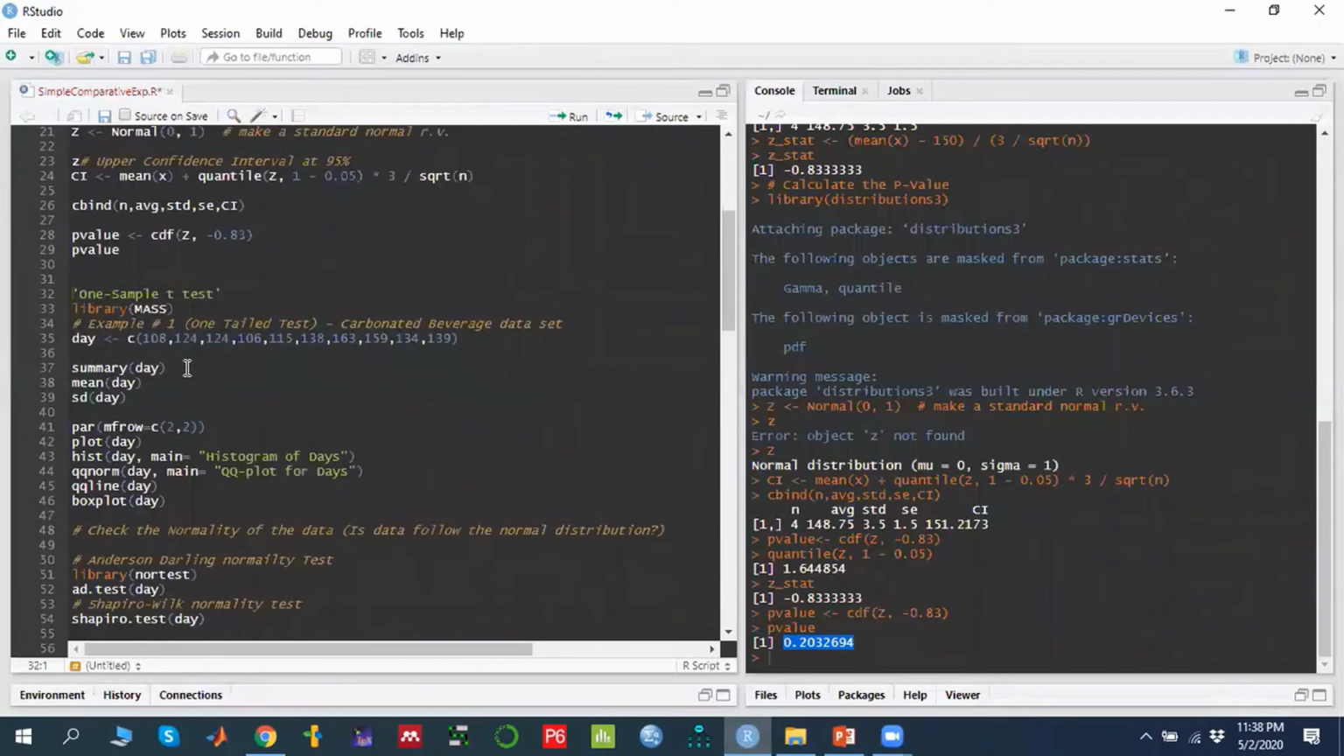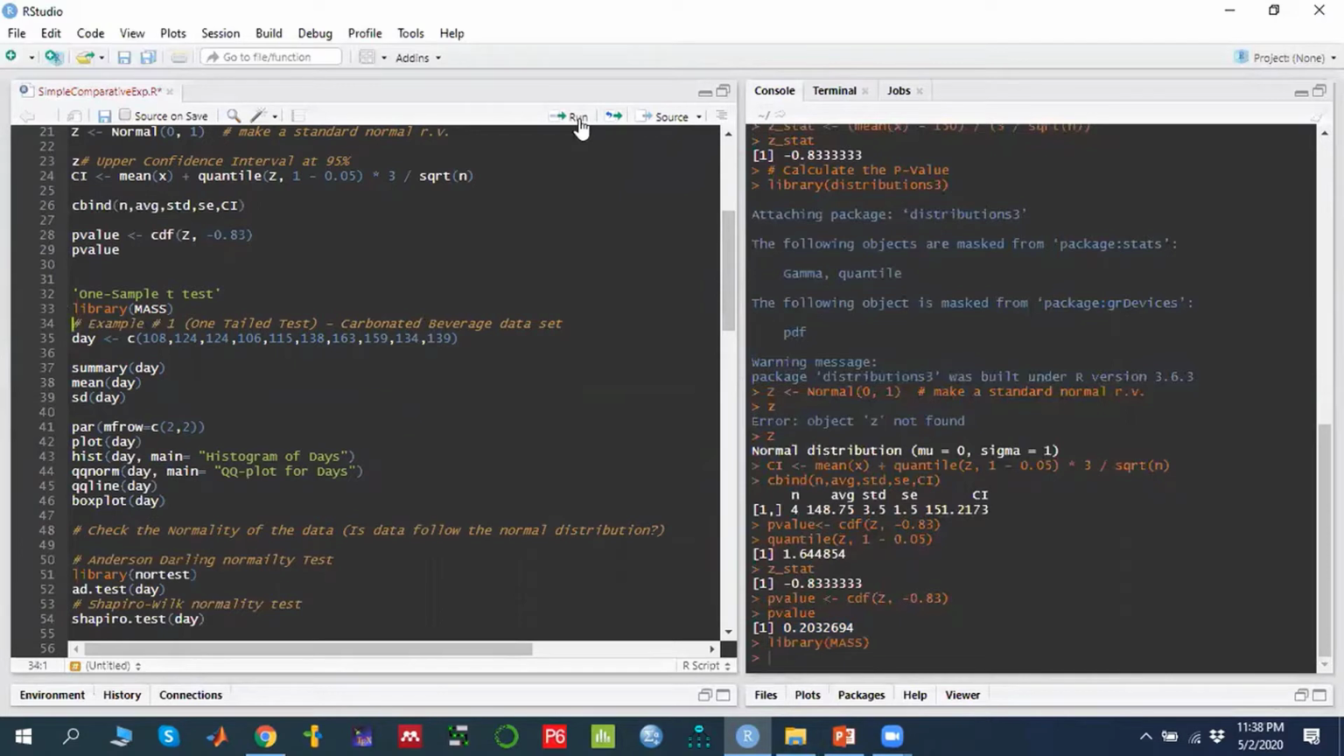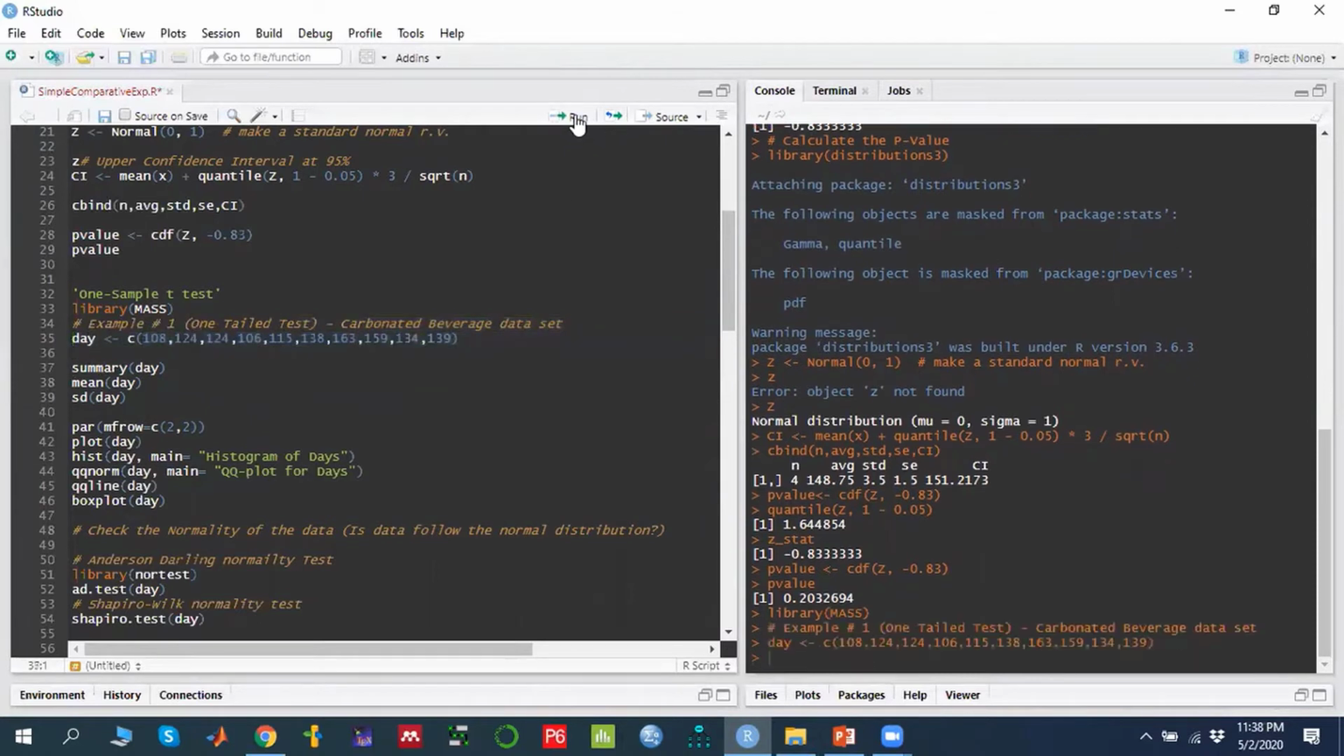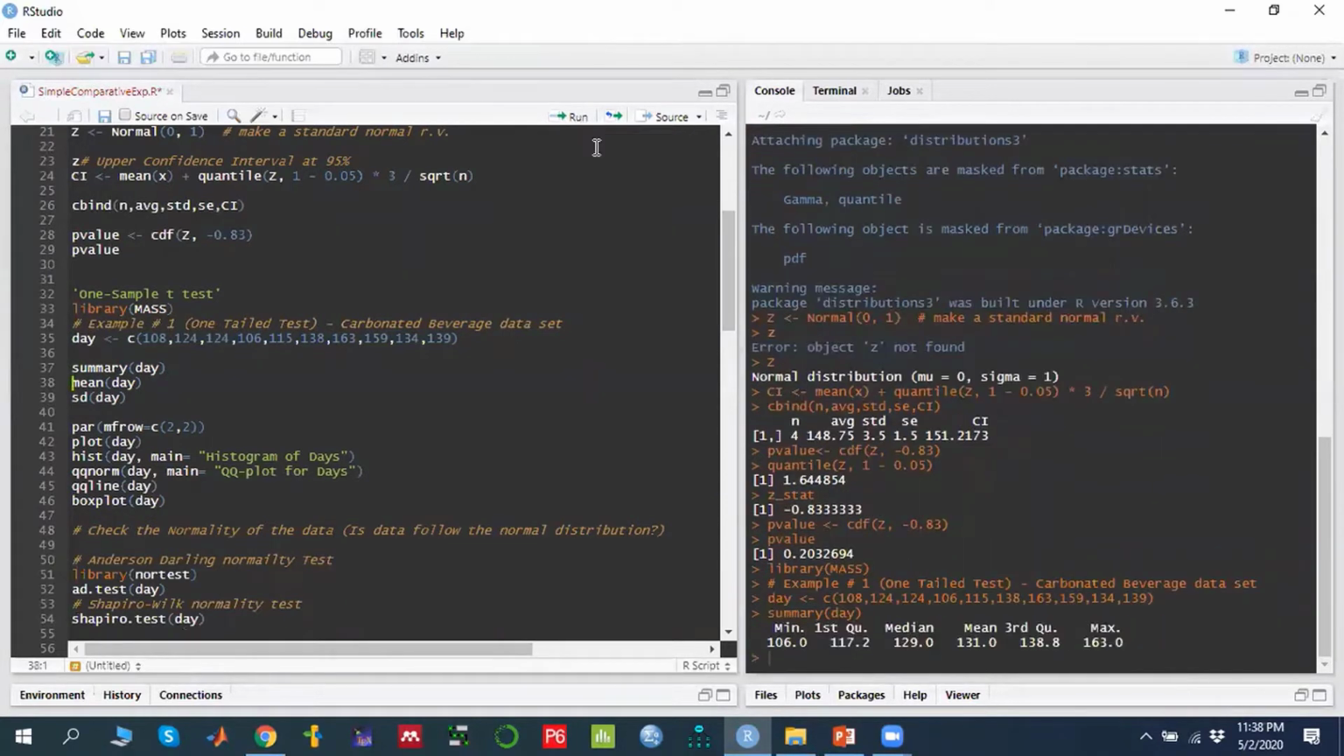So how can we apply this test using R? The first thing I am doing is calling a package called MASS, which is built in. You can just write library and in brackets MASS. Then I am defining a variable called day, and all the data set I am storing in that variable, which is day. In R there is a function called summary, which will give you the basic descriptive analysis, like the minimum value in the data, the first quartile, median, mean, third quartile, as well as the maximum.